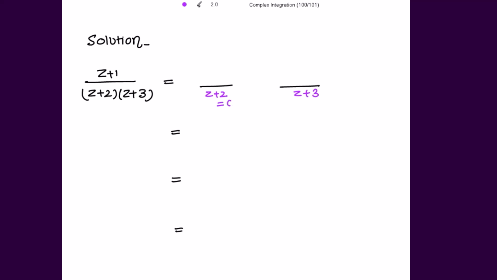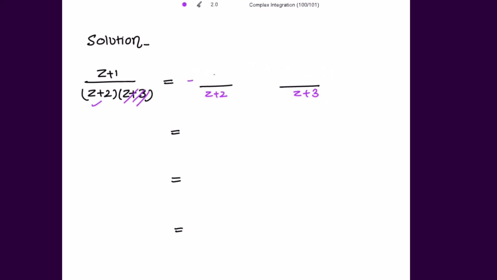When putting the denominator equal to 0, we get z equal to negative 2, and hiding this z plus 2 and putting the value of z equal to negative 2 in this expression, in the numerator we get minus 1, and in the denominator we get 1. Similarly, if we put the denominator equal to 0, we get z equal to negative 3, and this time we have to hide z plus 3. And then putting z equal to negative 3 over here, in the numerator we get negative 2, and in the denominator we get negative 1. So let me write this nicely.